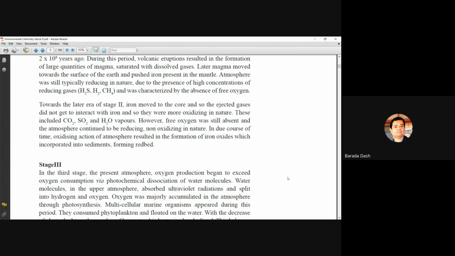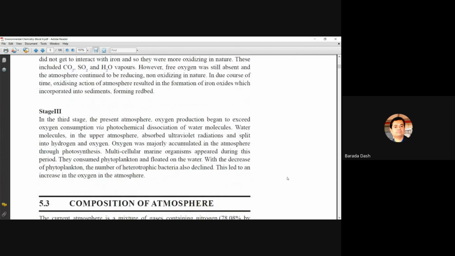So the next stage is stage 3, when our present atmosphere was formed. In the third stage, oxygen production began to exceed oxygen consumption via photochemical dissociation of water molecules. Oxygen is produced via photochemical dissociation of water molecules: water molecules in the upper atmosphere absorb ultraviolet radiation and split into hydrogen and oxygen. Oxygen was majorly accumulated in the atmosphere through photosynthesis.